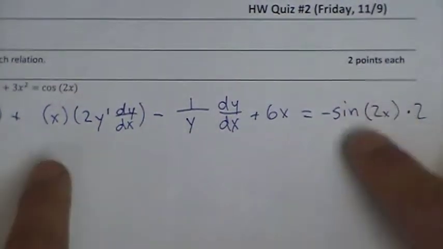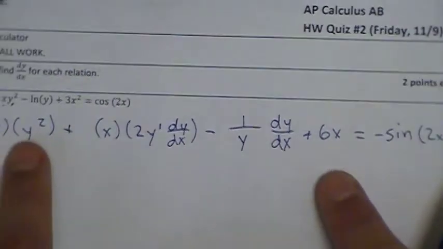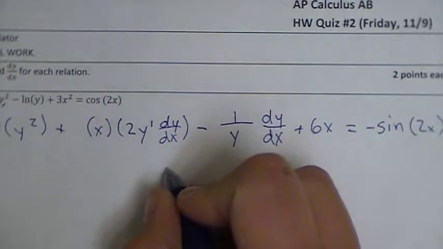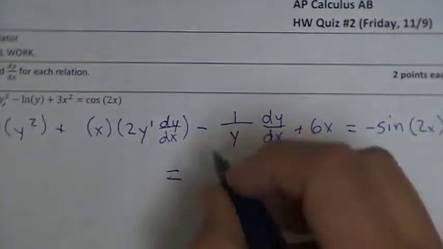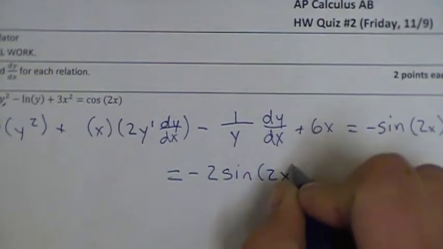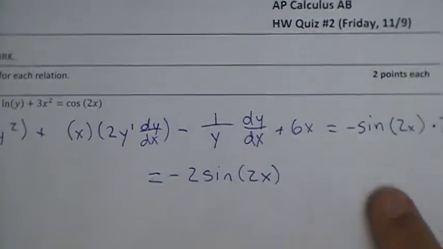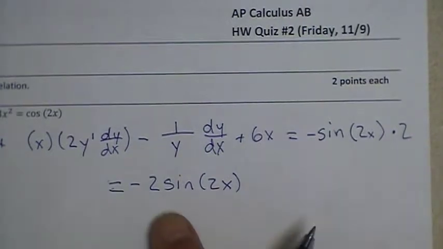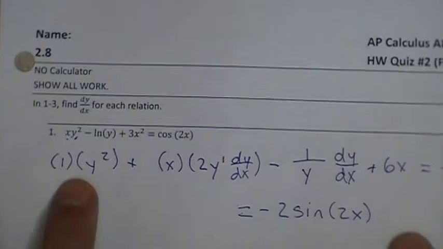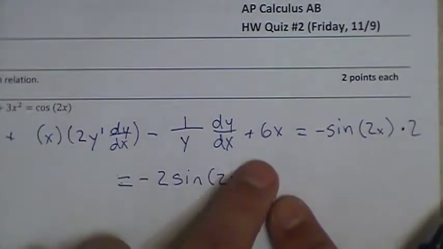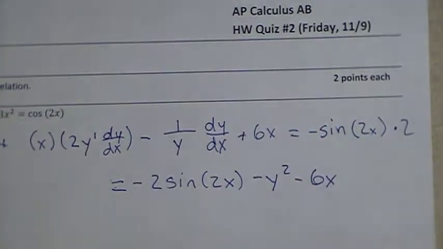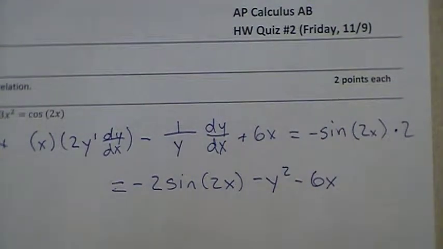So we need to solve this for dy dx. So this y squared term, and this term, the 6x, those do not contain dy dx's. So what I'm going to do with those is move them over to the other side of the equal sign. So I already have the negative sign of 2x times 2. I've just moved the 2 out in front of the sine function there. I also want to move my y squared over there, and I want to move my 6x over there. So I'm going to have to subtract y squared. I'm going to have to subtract 6x to get them to go to the other side of the equation.